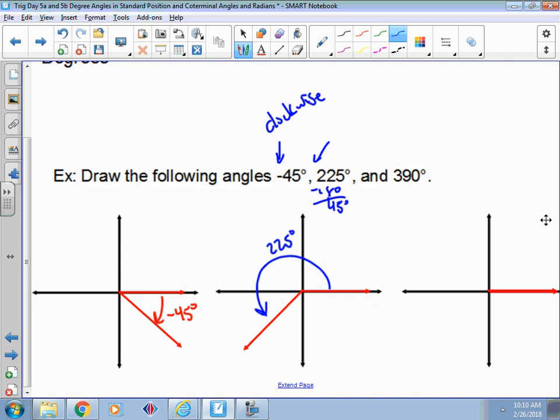Okay, so this angle is the reference angle. This angle right here, we decided, was a 45-degree angle.